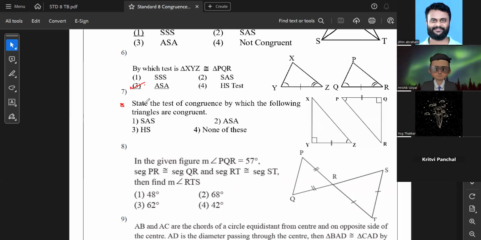Eighth one. State the test of congruence by which the following triangles are congruent. ASA. Yes, this is ASA, because the marking for the hypotenuse is not given. Hence we cannot use HS. It is only applicable when the hypotenuse is given. Yes, the hypotenuse should be marked.